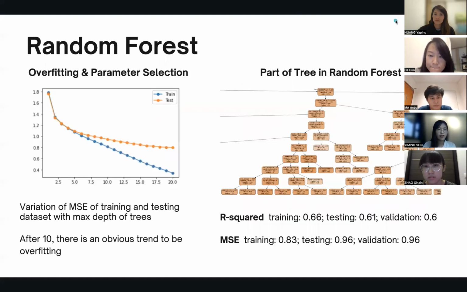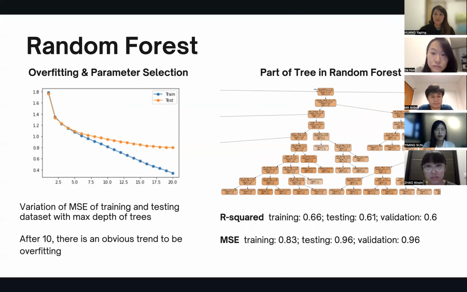Next, please. Next is the random forest method. The variables are the same as the linear regression. We firstly made a chart to select suitable depths of each tree and avoid the overfitting problem. As you can see, the chart here shows the variation of mean squared error of the training and testing dataset with the increase of max depths of trees.